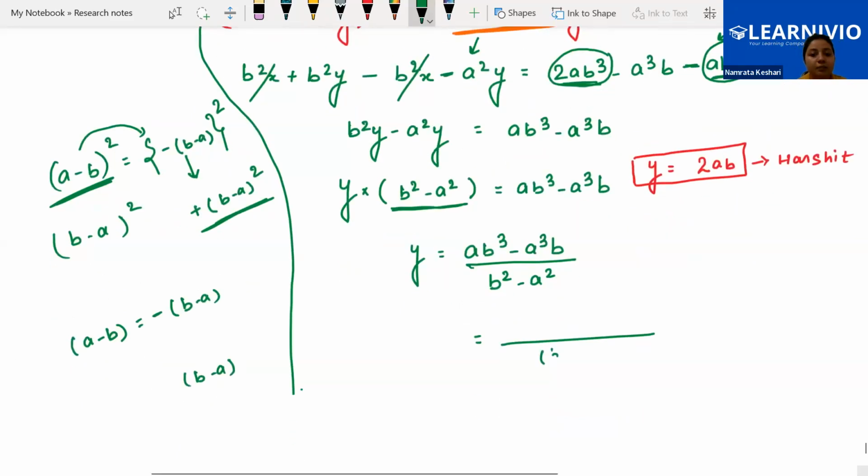Okay, so let's get back to our question. The denominator became a plus b, a minus b, so that formula we can apply. But since we are having b square minus a square, we will say b plus a, b minus a. Numerator, is it possible to take out any common factor or do the factorization of the numerator? Harshit and Ziana, can we take out any common factor from the numerator? Yes, ab we can take out as a common factor. Okay, what will be remaining? Please let me know.